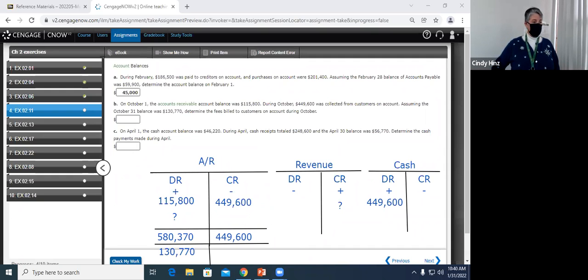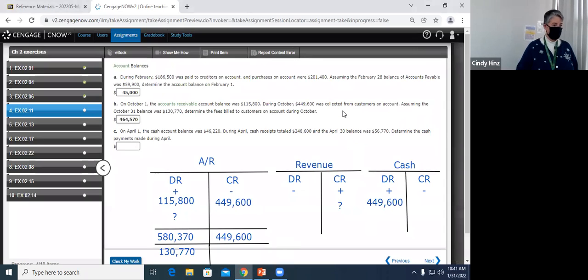Now we can find that question mark, because we know the total of the beginning balance plus that question mark must be 580,370. So if I take the debit footing, 580,370, and subtract the beginning balance, 115,800, it should give me the amount that our customers charged this month, 464,570. How much did we bill our customers this month?